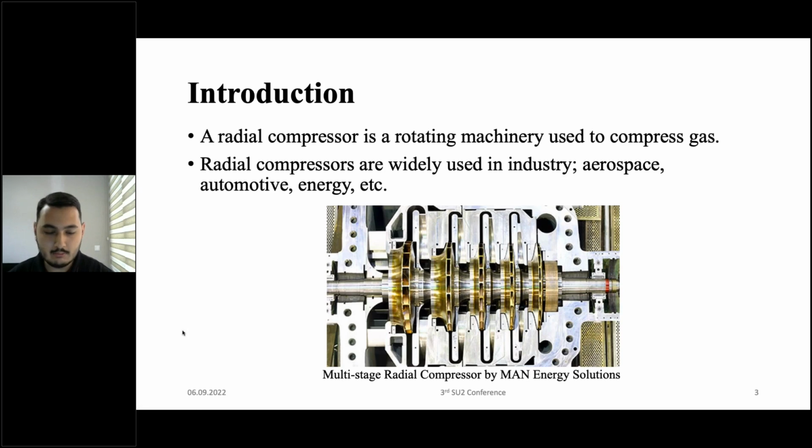Very simply, a radial compressor is a rotating machinery used to compress gas. And we see radial compressors widely used in industries such as aerospace, automotive, and energy. Here I show a multi-stage radial compressor example as well.